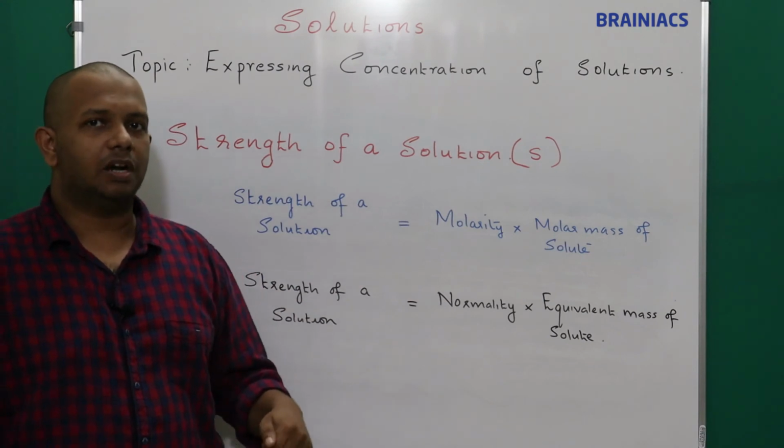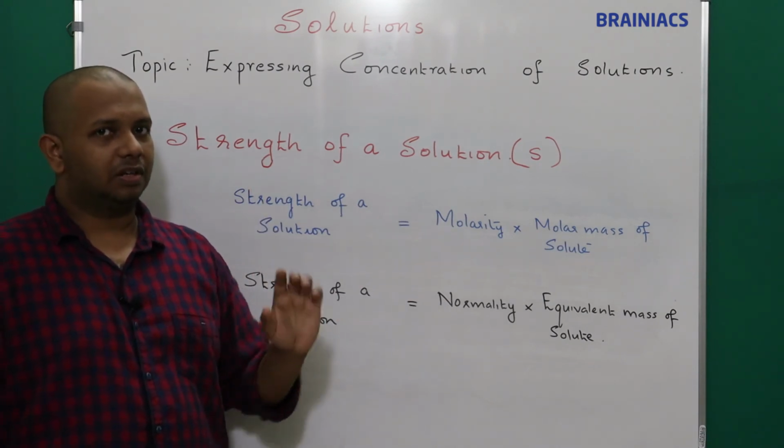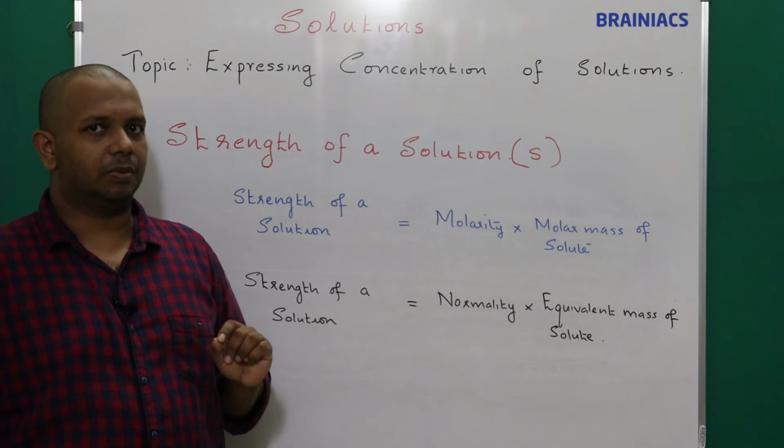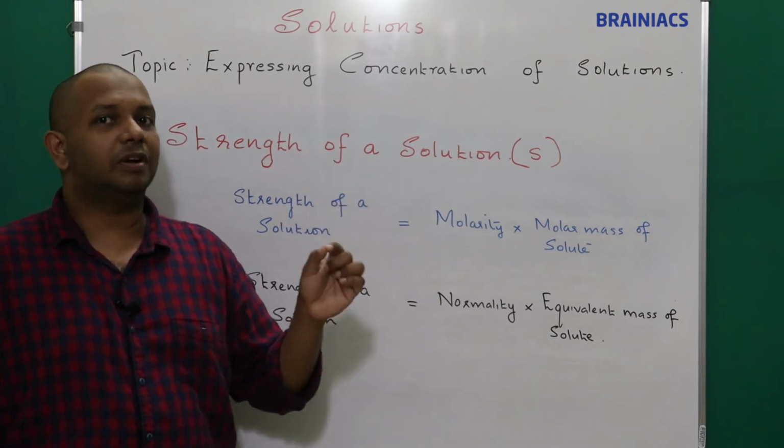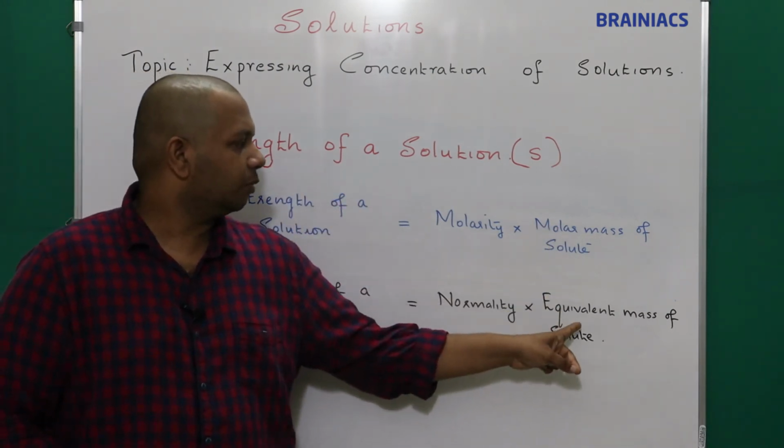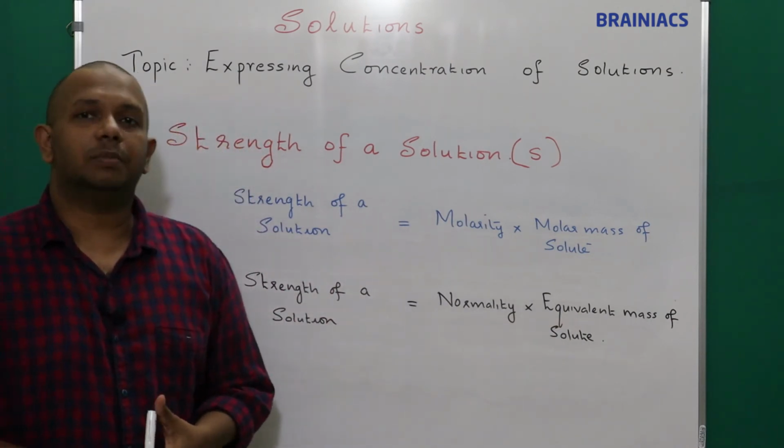When it comes to normality, we know it is number of gram equivalents. Instead of number of moles, what will come? Number of gram equivalents. In that case, weight in gram divided by equivalent mass. So instead of molar mass, what will come here? Equivalent mass of the solute.